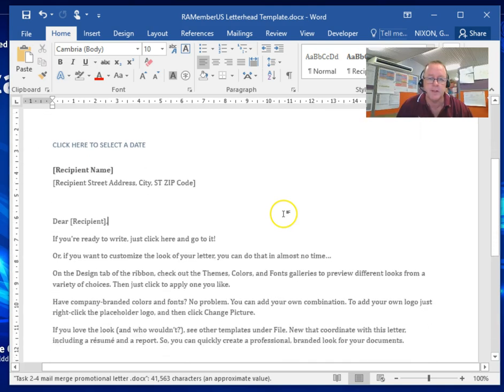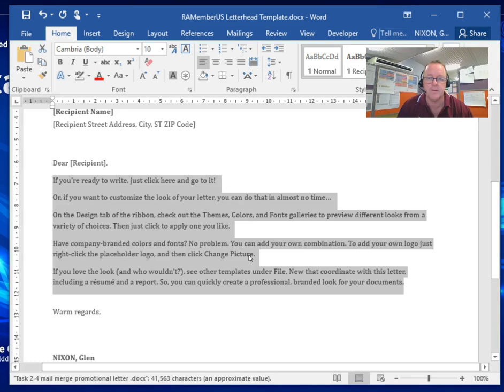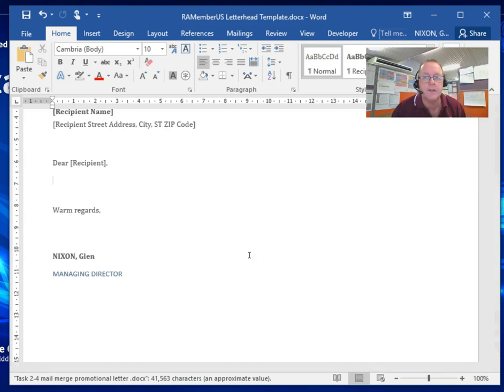So we're going to come down now to the content area, and the text you'll see in the content area is just there as a filler for the moment. So what we'll do is we'll backspace or delete that content. Okay, and this is where we're going to need to write our own promotional content.